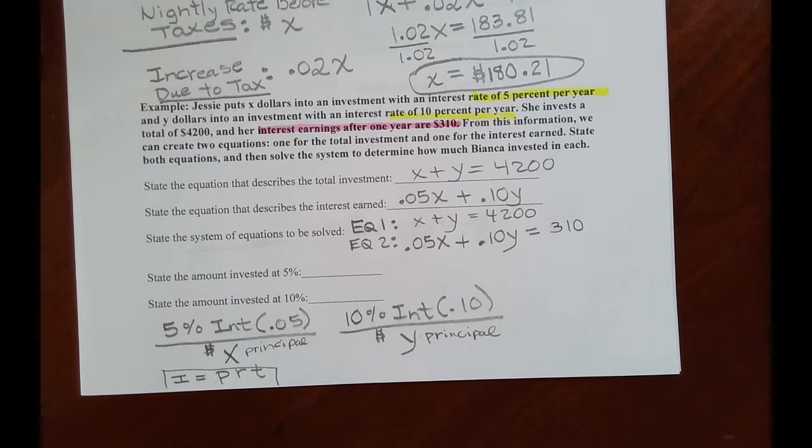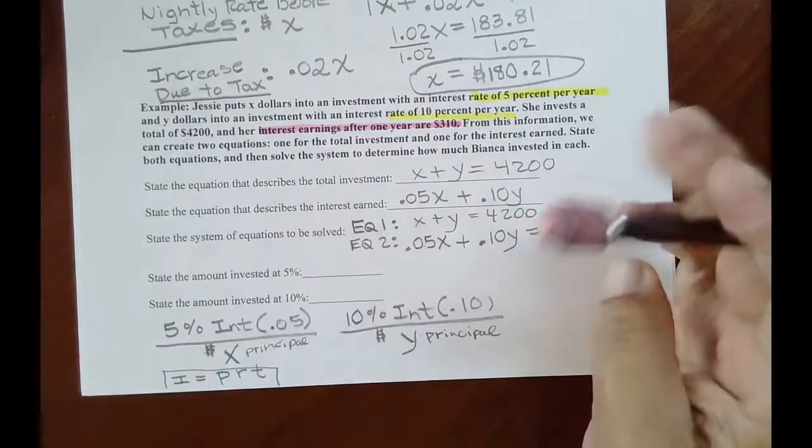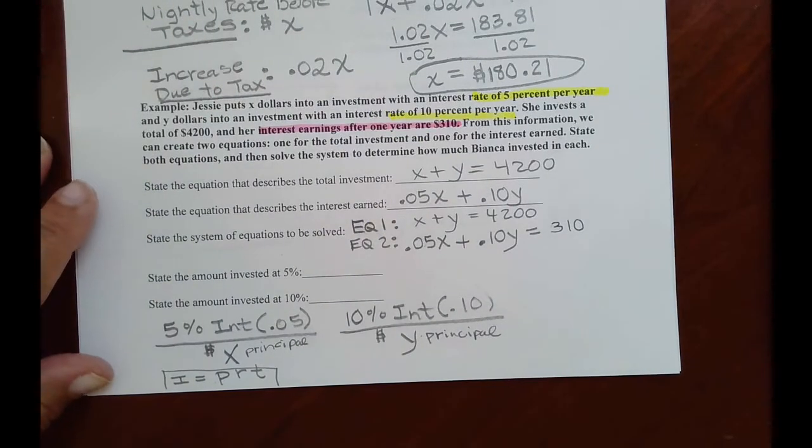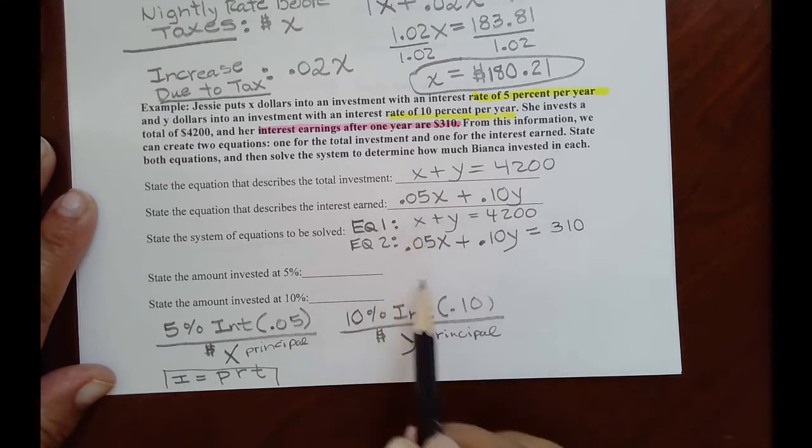Okay, from this information we can create two equations. I've done that right there. And we can begin to work these out. So if you are trying to work this system out, you're going to want to pick a method. You can either use substitution, or you can just try and line up the X's, line up the Y's, and try to get either the X's or the Y's to go away through elimination. Either one is fine.